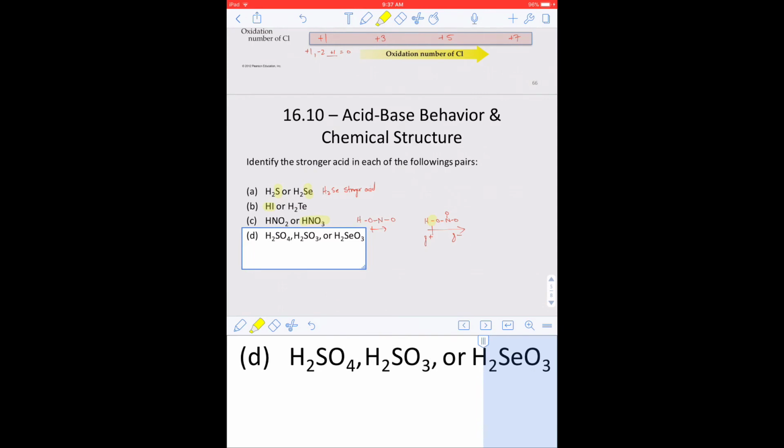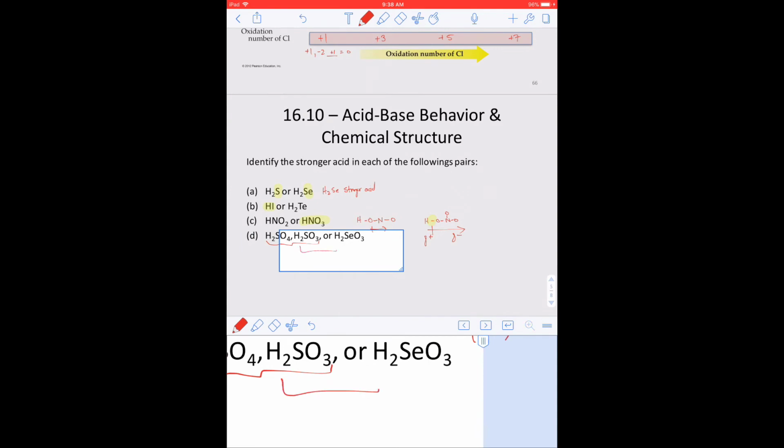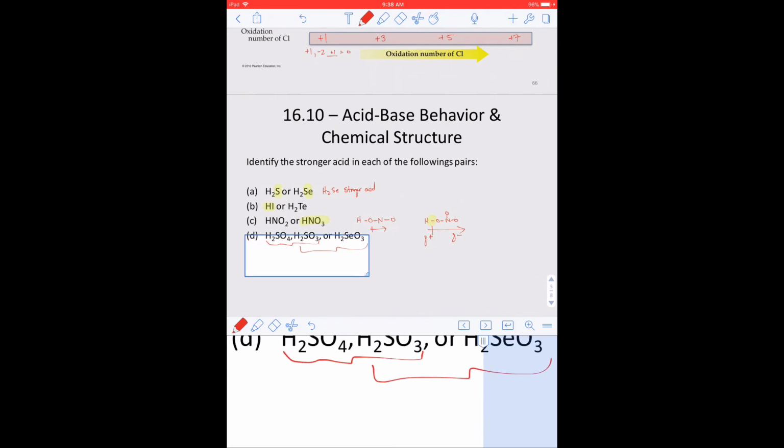All right, part D. Here we have 2 things going on. So we have sulfuric acid, H2SO4, and sulfurous acid, H2SO3, and then we have H2SeO3. So here we've got to think about analogs of each other. Okay, we have 2 trends going on. We have the trend here where we have differing numbers of oxygens. And then we also have a trend between these two where we have selenium with 3 oxygens or sulfur with 3 oxygens, and we have to decide which one is the stronger acid. All right, so let's do one at a time. Let's first look at trend number 1, and then we'll look at trend number 2.